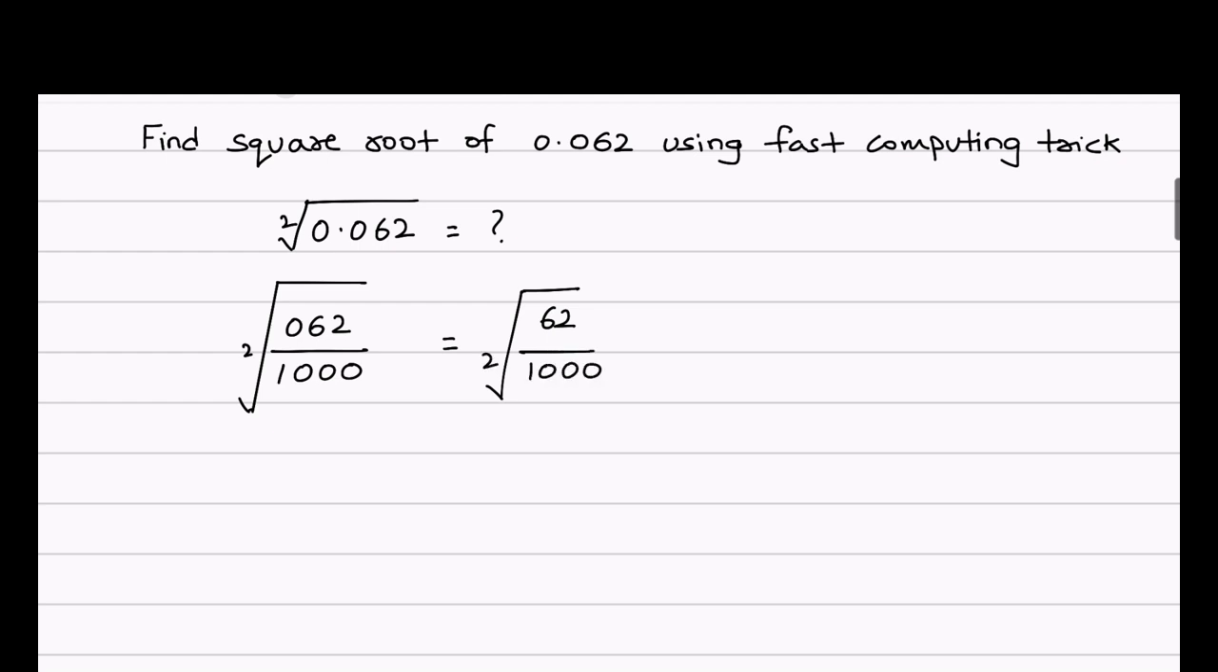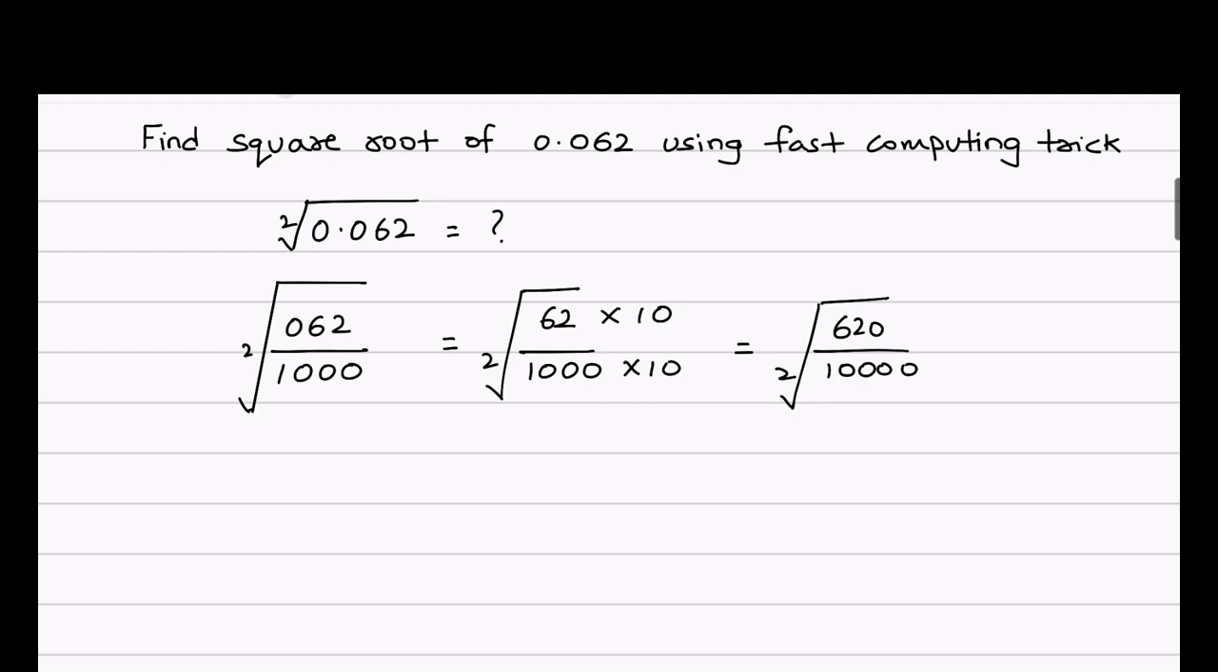Now the denominator has three zeros. We need to convert the denominator in such a way that one is followed by an even number of zeros. So we will multiply the numerator by 10 and the denominator by 10, and therefore we get 620 upon 10,000.